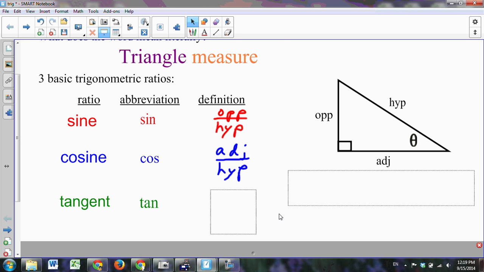And the tangent will be the opposite leg length divided by the adjacent leg length. And adjacent, if you think of it, means next to or touching. So this angle theta is formed by the adjacent leg and the hypotenuse. Those are the two sides of the triangle that form angle theta. So it makes sense that the adjacent leg is the leg that helps to form the angle theta.